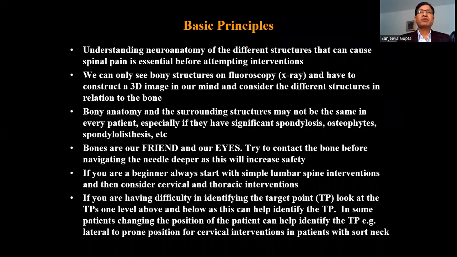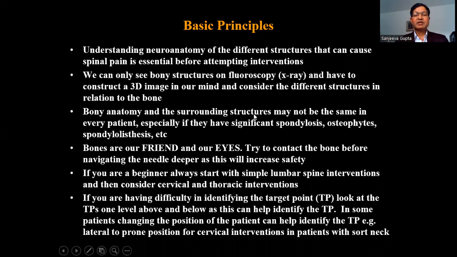Some basic principles before we start discussing the fluoroscopic anatomy. Understanding the neuroanatomy of the different structures that can cause spinal pain is essential before attempting any interventions. One should know which levels to block to numb the joints which might be causing the pain. We can only see bony structures on fluoroscopy and have to construct a 3D image in our mind and consider the different structures in relation to the bone. This is extremely important. As I'm going to discuss later, bones are our friend and eyes, and all the soft tissue structures are in relation to the bone, and we have to construct a 3D image in our own mind.